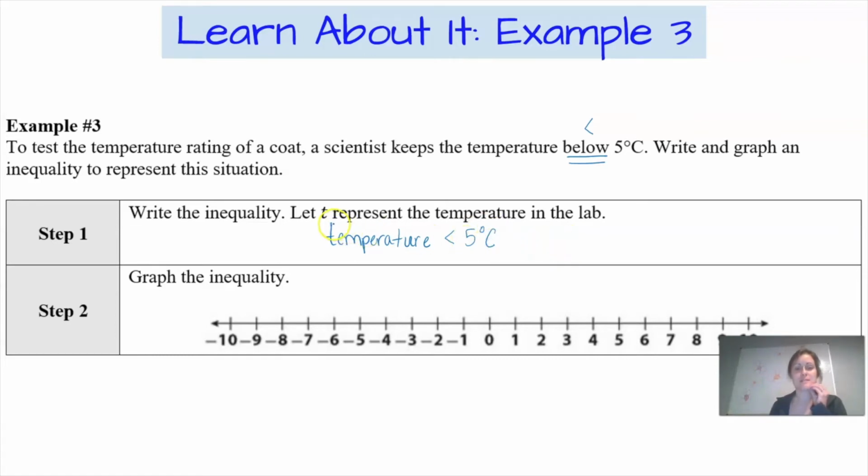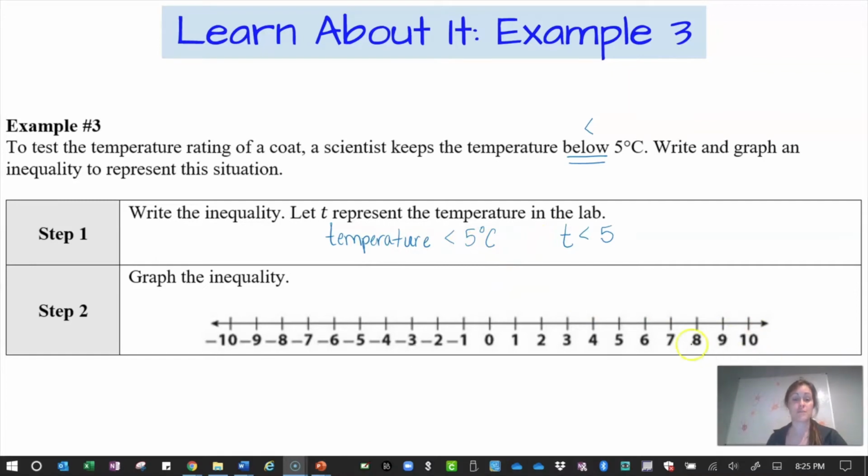But the problem asks us to use T to represent the temperature. So my inequality statement mathematically should be T is less than 5. And that represents that the temperature is less than 5 degrees Celsius. My next step is to graph the inequality.